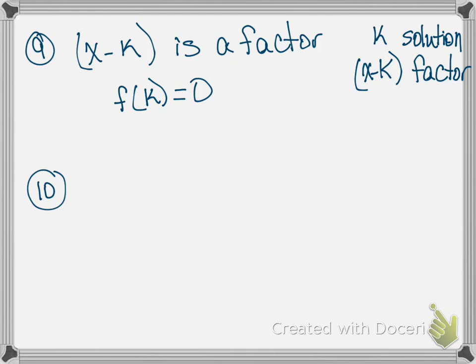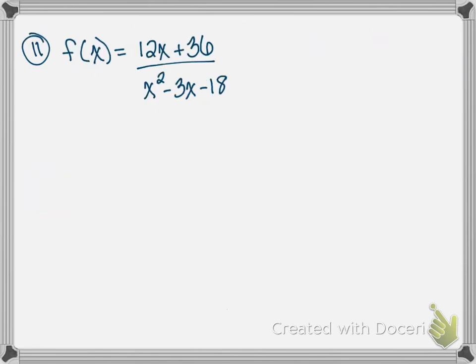Now, number 10 says, fill in the blank. A polynomial of degree n, as long as n is greater than or equal to 1, with real coefficients, will have n number of zeros, real and or complex, counting multiplicities. So as long as you address multiplicities, whatever that highest exponent is going to be how many zeros you have. Okay? So those are some fill in the blank.